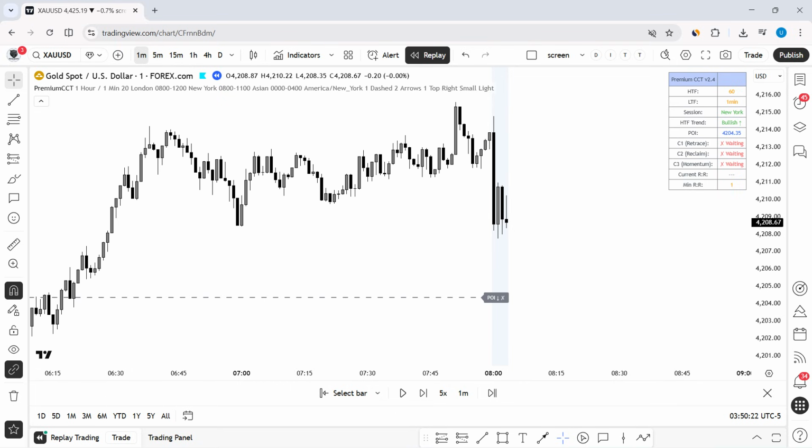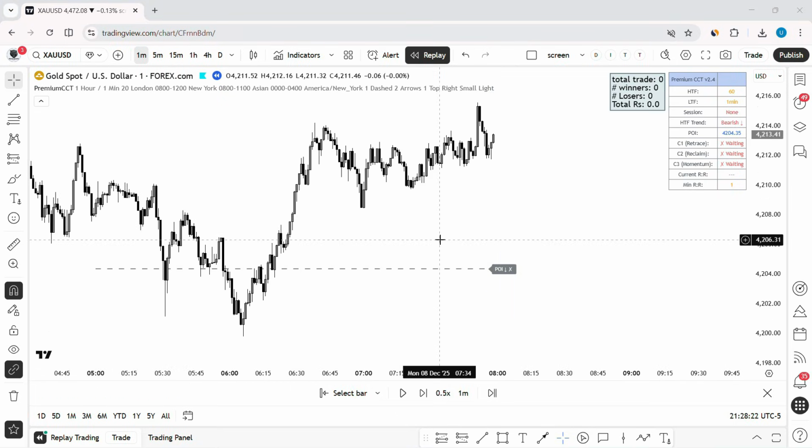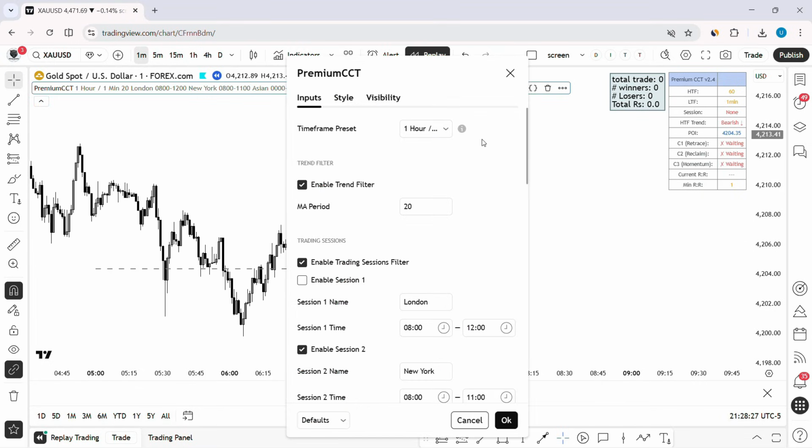Now let's get into the video. Starting the backtest, let's go through the settings of the indicator first and then we will start our backtest. So first of all, in the settings of the indicator, we have time frame preset option. Here we have three options to choose from. Since we are trading gold on 1 hour and 1 minute preset, so we will keep this.